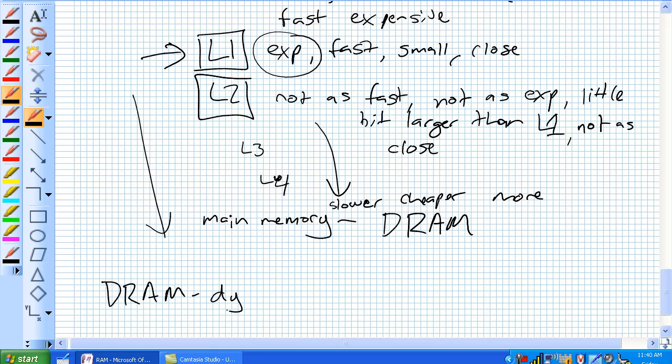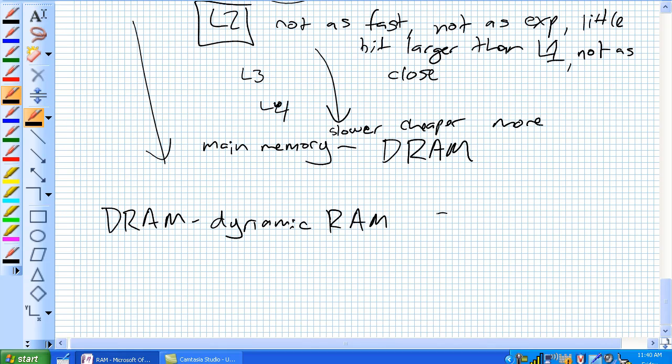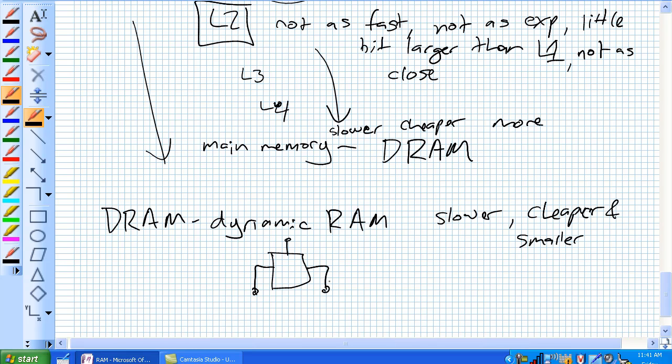So DRAM, dynamic RAM. And as we discussed earlier, it's a little bit slower, but it's cheaper and smaller. Why is it smaller? Well, previously we were using a latch for its cell for our SRAM, which is in actuality a bunch of NANDs, NORs, whatever they are, which are a bunch of transistors hooked together.